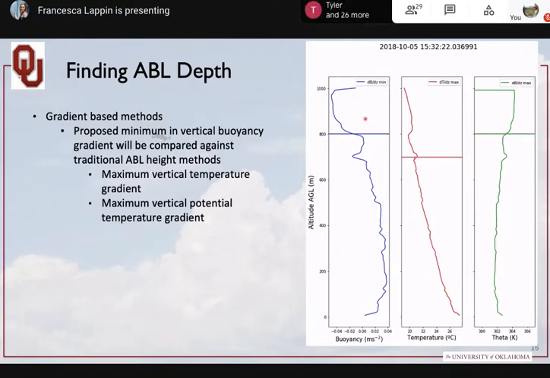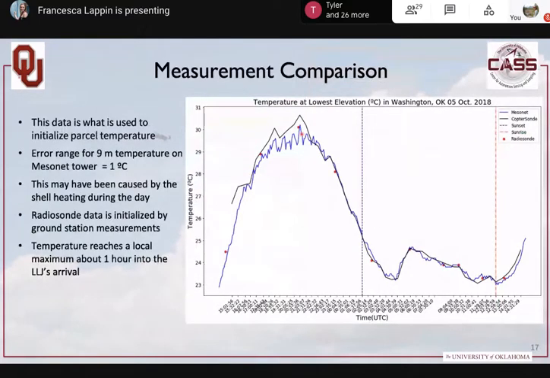So now let's look at some of the data from Flux-Capacitor. This is temperature at the lowest elevation from the mesonet, Copter Sonde in black, and the radiosondes are the red dots. I wanted to show this because this is the data that's going to be initializing the parcel and affecting our buoyancy measurements.